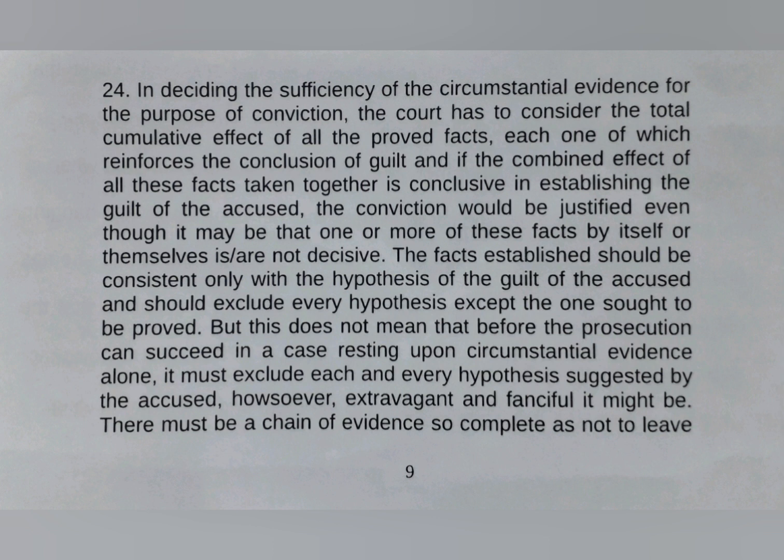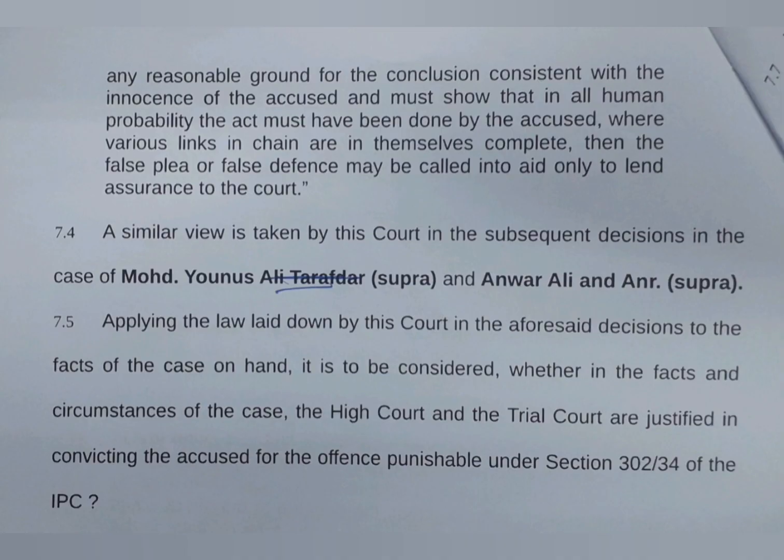There must be a chain of evidence so complete as not to leave any reasonable ground for the conclusion consistent with the innocence of the accused, and must show that in all human probability the act must have been done by the accused. Where various links in the chain are in themselves complete, then the false plea or false defense may be called into aid only to lend assurance to the court.